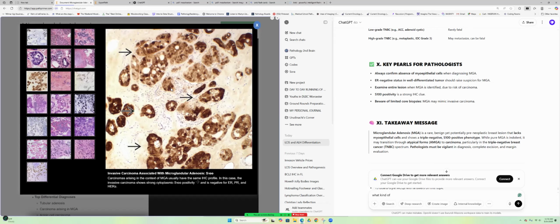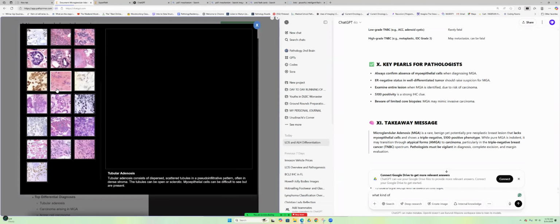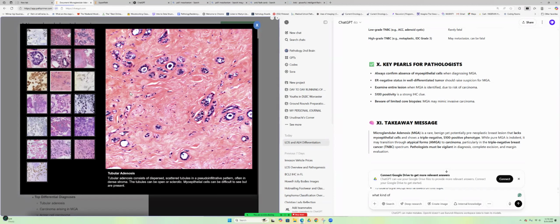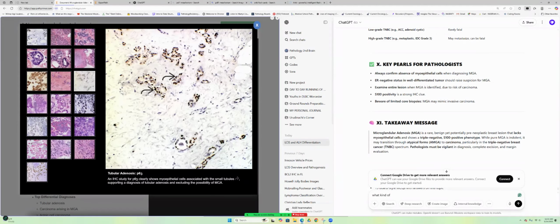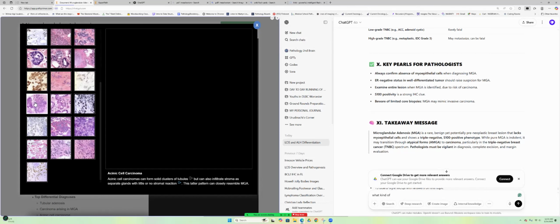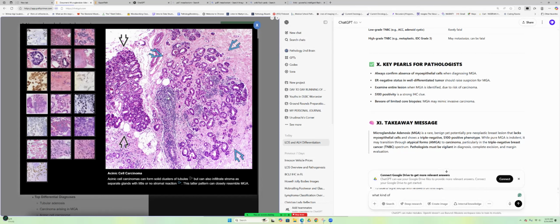This is S100. This is tubular adenosis. Tubular adenosis has glandular cells that are going to be infiltrated into dense stroma. The stroma will be sclerotic, but myoepithelial cells will be present. You see, tubular adenosis is positive for myoepithelial cells. Acinic cell carcinoma can arise from microglandular adenosis.